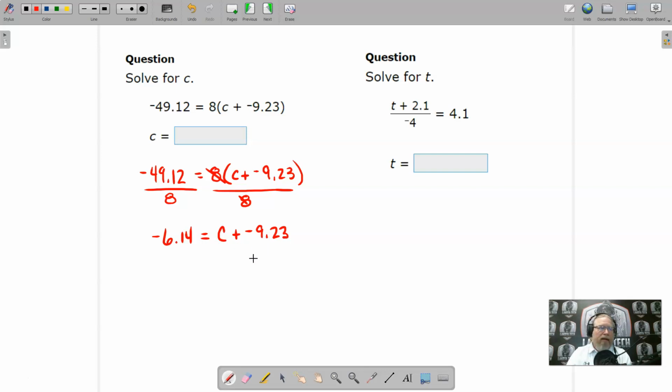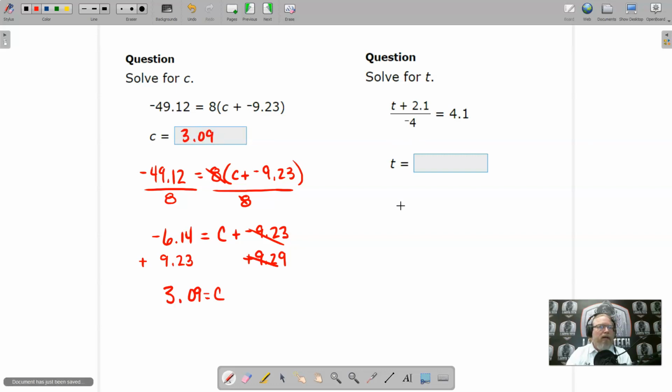So we can get rid of the negative 9.23 by what? Adding 9.23. And what we do to one side, we're going to do to the other, plus 9.23. These are going to cancel each other out, leave me with just C on the right. And then negative 6.14, add to that 9.23, and I am going to get a total of 3.09. So C equals 3.09.